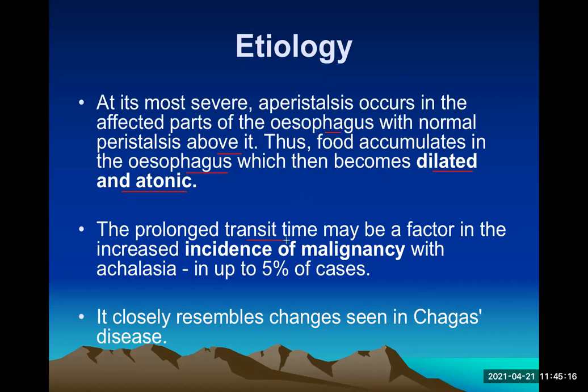The prolonged transit time may be a factor in the increased incidence of malignancy with achalasia, and the incidence is about 5%. So what does that mean? If achalasia is not treated in time, because of prolonged obstruction the food remains there. And we eat different types of food, some hot, some spicy, isn't it? They may damage the mucosa there, and that may be a factor for the development of malignancy later on. When we talk about the predisposing factors for esophageal carcinoma, achalasia is one of the factors. This is the reason.